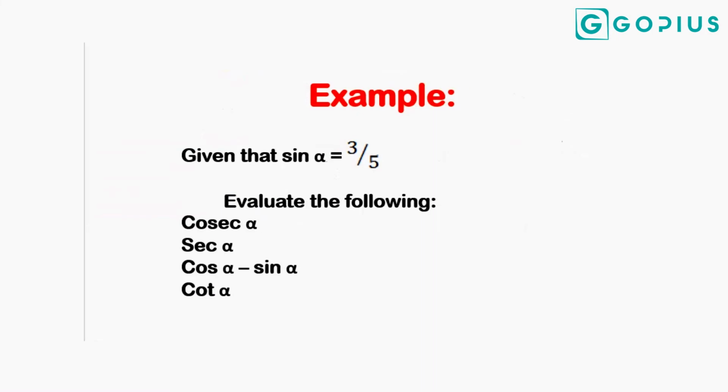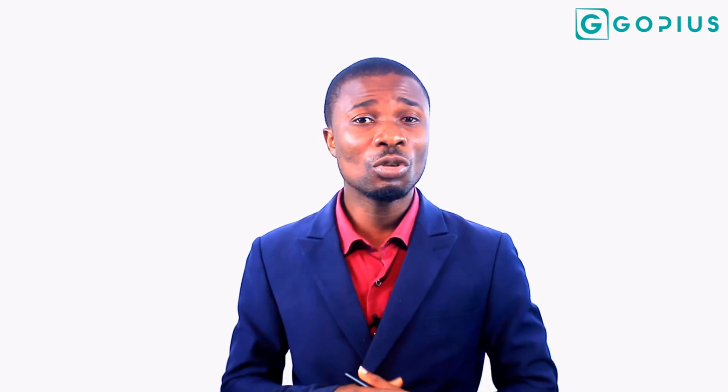Alright, so finally for this particular session, we have an example on the screen where we are asked to evaluate the value of cosec theta, sec theta. The angle here is not theta, it's alpha. I'm using alpha, it can always be anything. We are asked to evaluate the value for cosec alpha, sec alpha, cos alpha minus sine alpha, cot alpha. Of course, you might be wondering what is alpha. It's a Greek alphabet used to represent an angle in this case, just as we can use theta too.